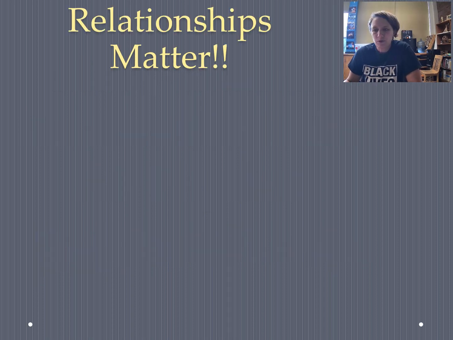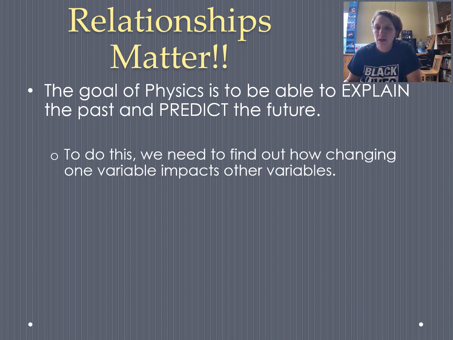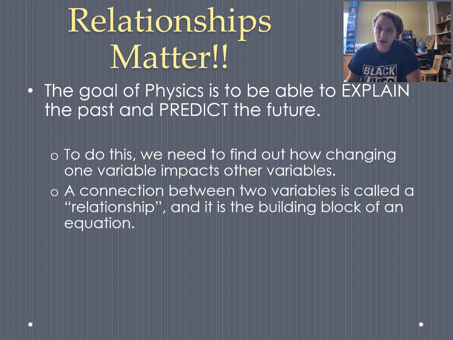You may remember from your first physics class that mathematical relationships are incredibly important in physics, because the goal of physics is to be able to explain the past and predict the future, and these mathematical relationships are what give us the power to do that. So in order to predict the future, we need to figure out how changing one variable in the world will impact other variables around it.